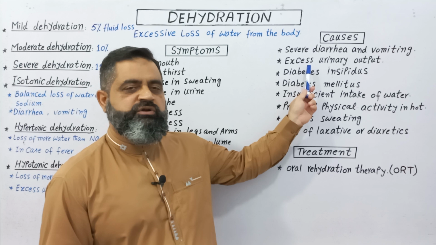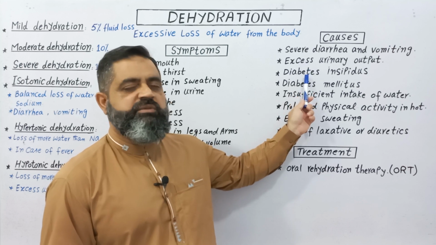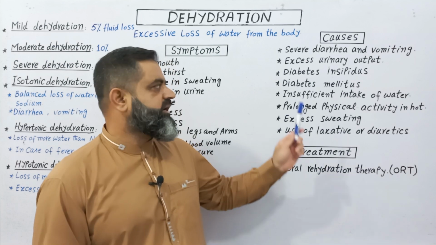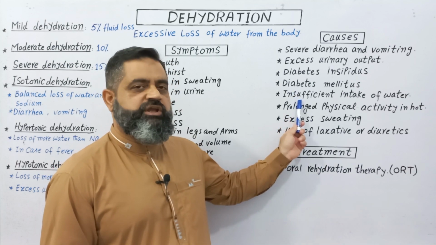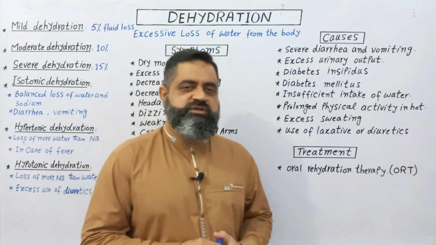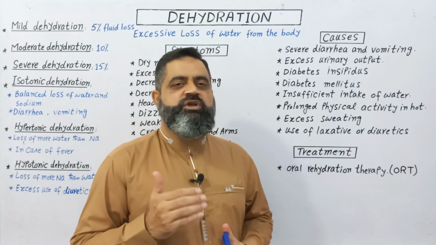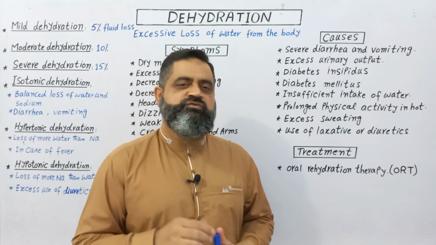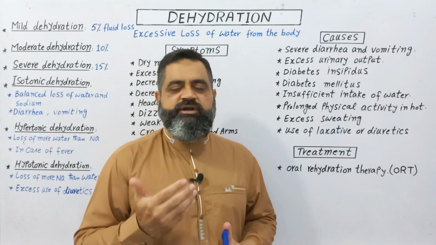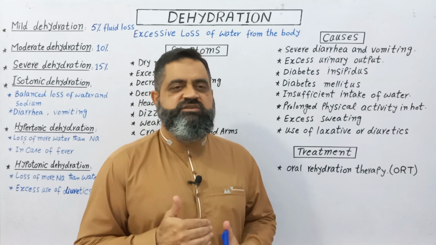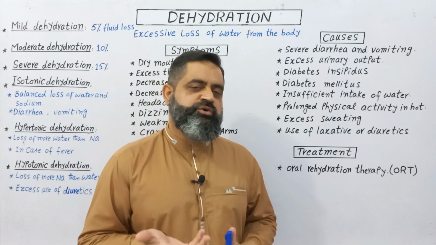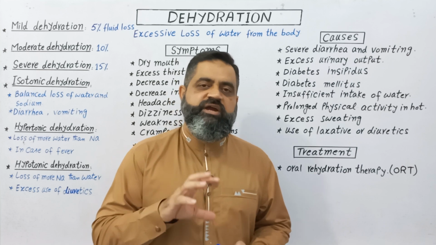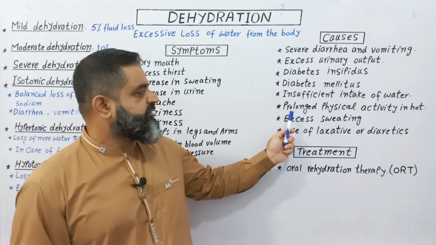Excessive urine output during certain diseases like diabetes insipidus and diabetes mellitus can lead to dehydration. Insufficient intake of water: usually a person needs 1 liter to 3 liters of daily intake of water, but it depends on the age of the person and environmental conditions. So you must take a sufficient amount of water according to your conditions and age, so that your body can be kept hydrated.